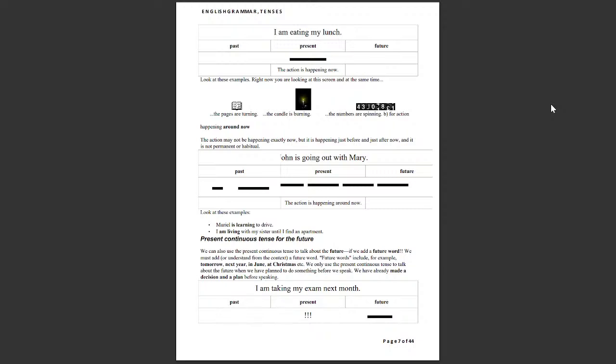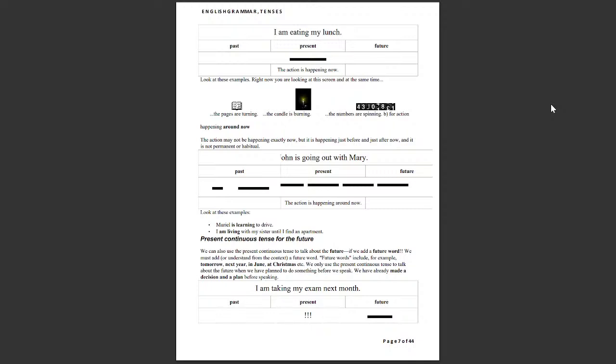The actions may not be happening exactly now, but they are happening just before or just after now, and it is not permanent or habitual, okay. So somehow it is happening, not right away, but somewhere around, that might happen before or after some time. So John is going out with Mary. So this action is happening around now, okay. So look at the example. Really is learning to drive.